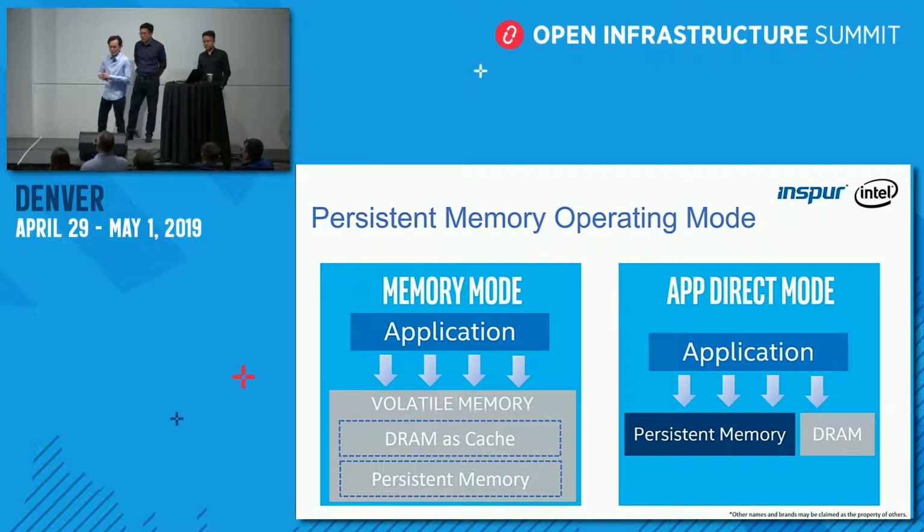On app direct mode, it's different. In memory mode, the memory basically just functions as memory, so if the system reboots, you lose everything because it's volatile memory. But for app direct mode, it's persistent. Persistent in the sense that the application needs to be persistent memory aware.